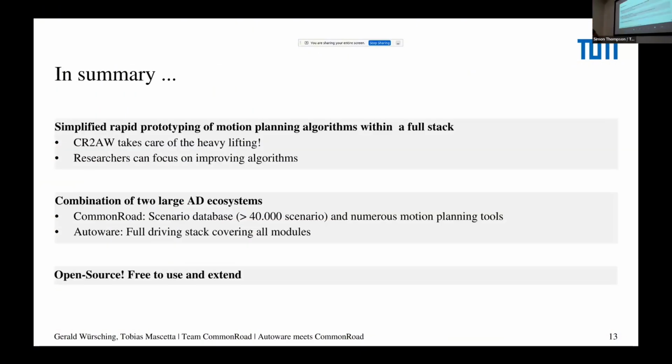Okay, so in summary, our CommonRoad to Autoware interface simplifies rapid prototyping. It takes care of the heavy lifting of integrating your stuff into a real-world capable software stack, and researchers can focus their valuable time on improving their own algorithms and their own work. And we actually achieved a combination of two large autonomous driving ecosystems, where you can first benchmark your code on just CommonRoad scenarios on your own laptop, and then if you so desire, put them into your own vehicle, which is run by a CommonRoad Autoware interface. And it's all open source and maintained, and actually even developed further, and you can use it.